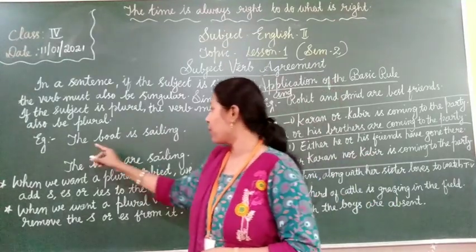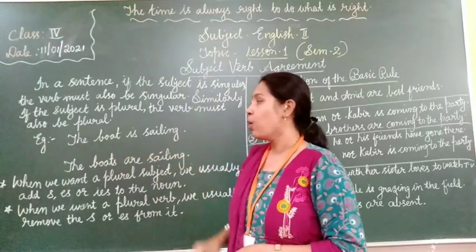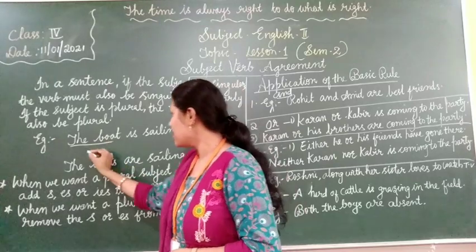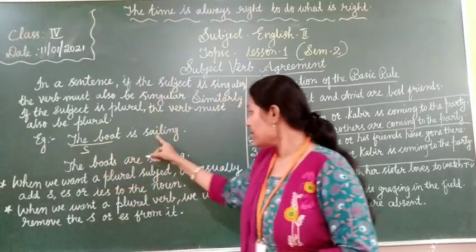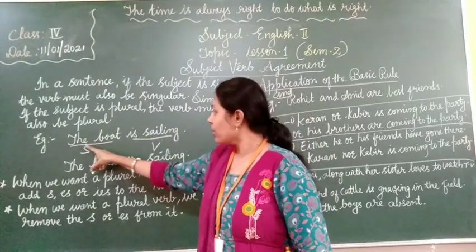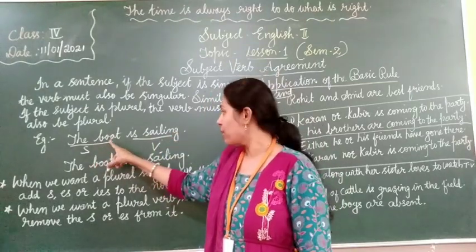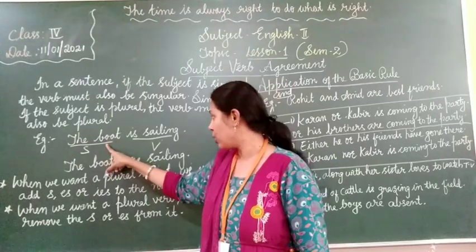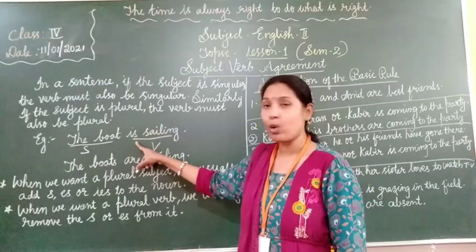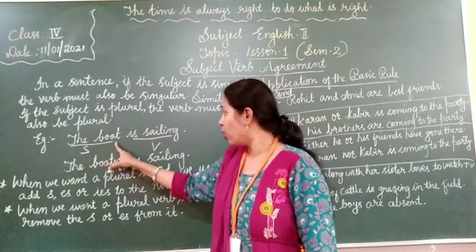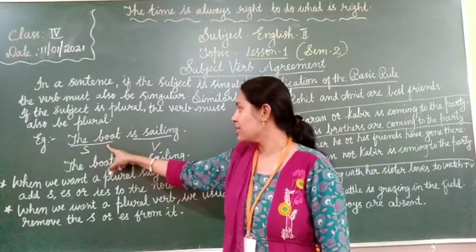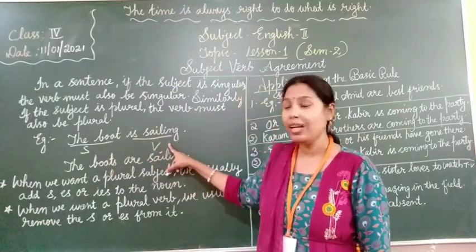Look at the example. The boat is sailing. What is the subject here? The boat, and it is singular. Is sailing is the verb, and it is also singular. The boat is one boat, so it is singular. You can't write "The boat are sailing." That is wrong. If the subject is singular, the verb must also be singular.